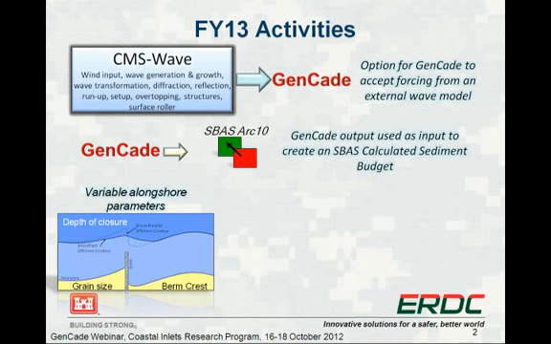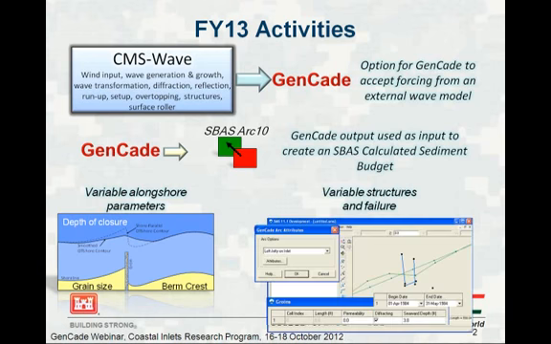So this is what we're going to do with variable parameters. We're going to start having multiple depths of closure, grain sizes, and berm heights along the shore. That's also going to feed into having varying K1 and K2s. Those again are your calibration coefficients. I have a picture on the next slide that shows that a little bit in detail. And then variable structures and failure.